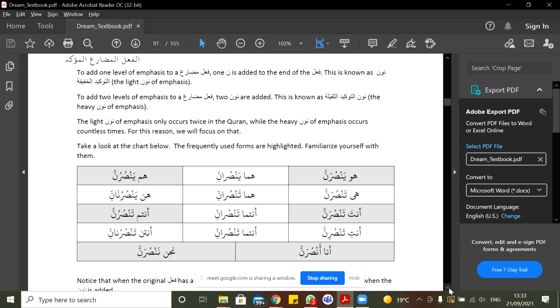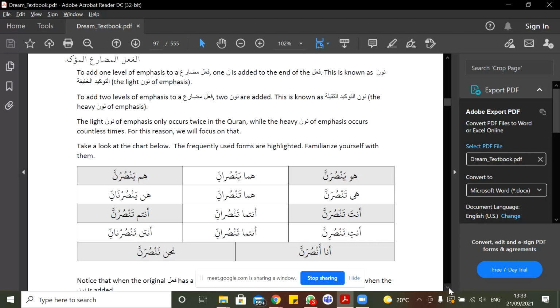And similarly, yansurani: we already have a noon, so we do not add two noons here, we just add one. You cannot add three noons together, so it is just one additional noon, and it is considered heavy. Similarly with yansurunna. So whenever we have a noon ending, we will add one noon, and whenever we have no noon ending, we will add a noon with shadda. Does it make sense? Yes.